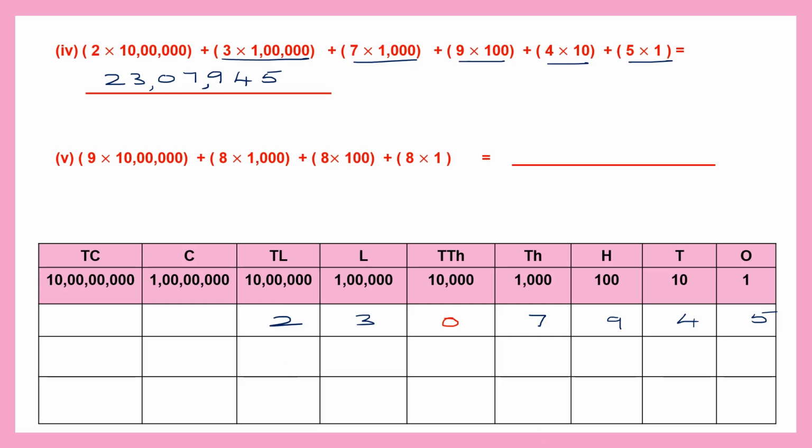Now let's write the next number, 9 into 10 lakh. So 10 lakh is here. Let's write the number 9. 8 into 1000. So look for the thousands place and put 8 in that column. 8 into 100. And we have 8 into 1 in the ones place. So now as you can see, in 3 spots there are no digits. So let's put our zeros and get our number. Let's write our number now. This will be 90 lakh, 8,808. Let's write that. 90 lakh 8,808.